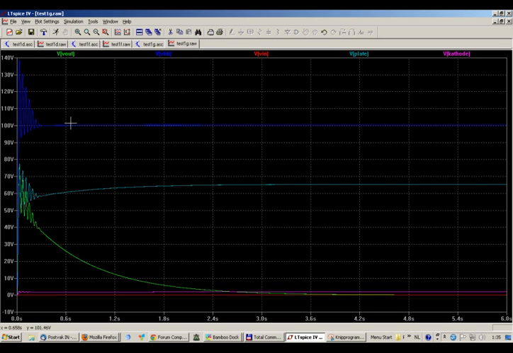So this is the power supply voltage. It shows some ringing. This is caused by the filter. It's 100 volt. We have 0 volt input voltage, a 1.7 volt cathode voltage, and a 60.8 volt anode voltage.